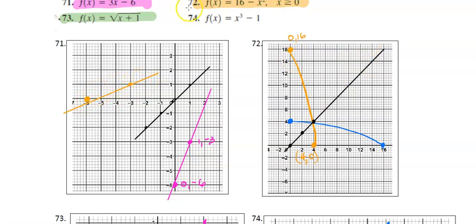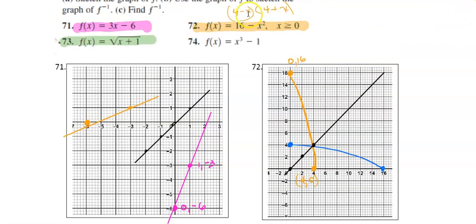Okay, 72 is a little bit tricky. That's a downward-facing parabola. So what I did with that is I factored it to 4 minus x, 4 plus x. Then I took note of this domain restriction. So these are the roots. The only root I can use is this one, which is 4 equals x. There's that root. Then I said the y-intercept, which happens where x is 0, 16 minus 0 is 16, I plotted the point 0, 16.